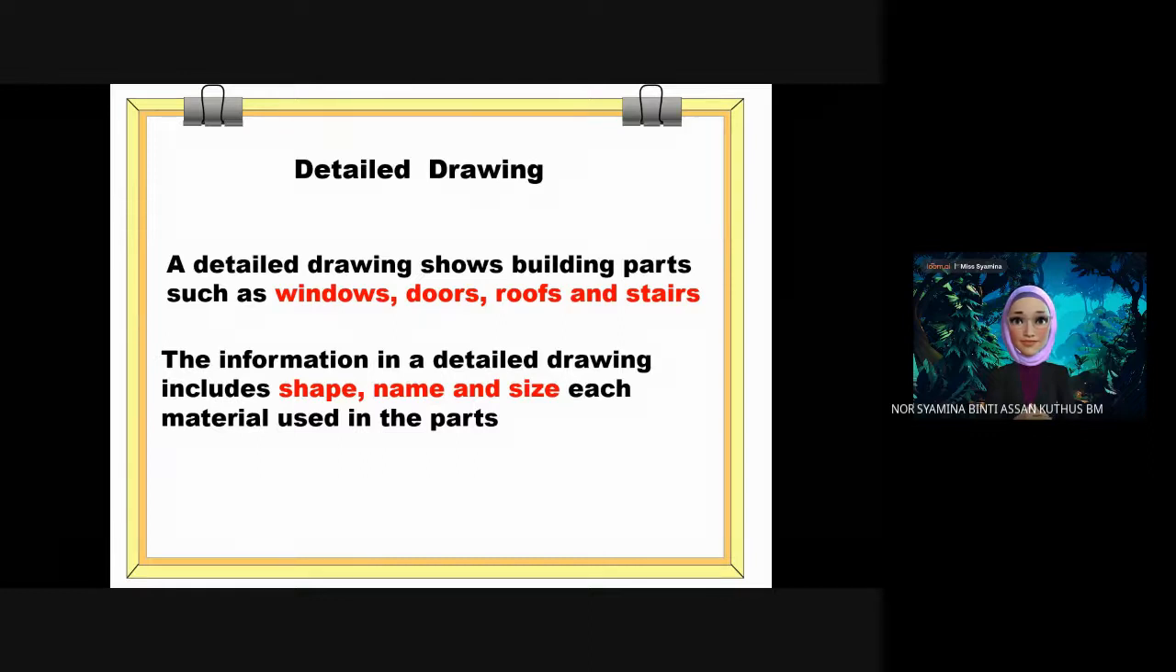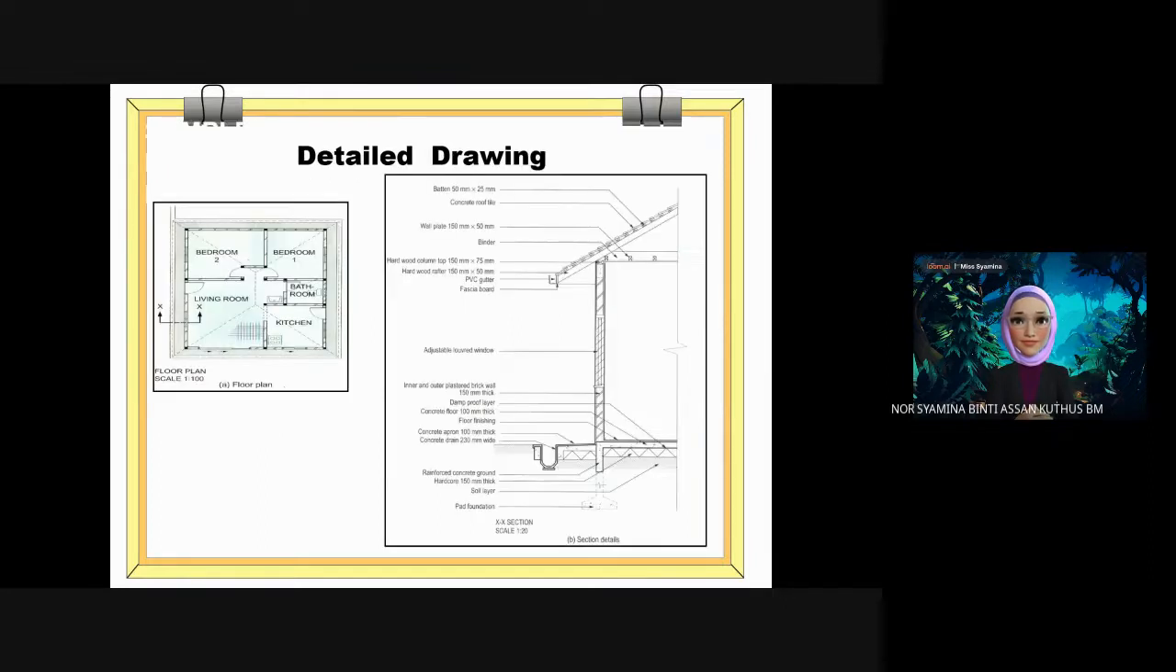Okay, so now detail drawing. A detail drawing would show building parts such as windows, doors, roofs, and also stairs. It means each part is as if we zoom into an area and draw it. So we label each part, what material it uses, and everything.